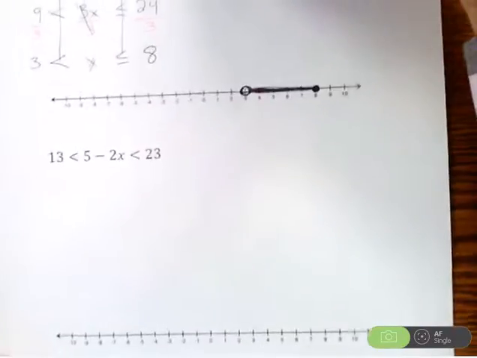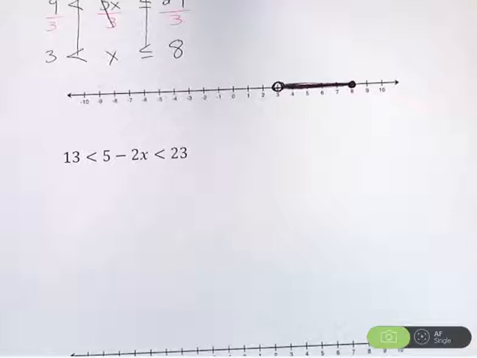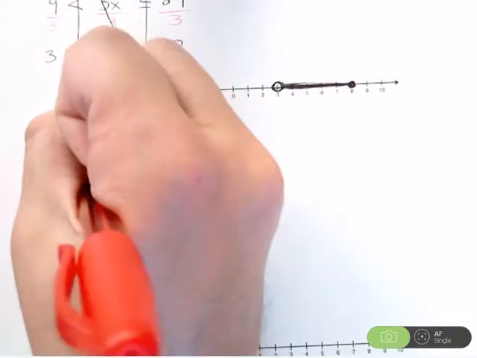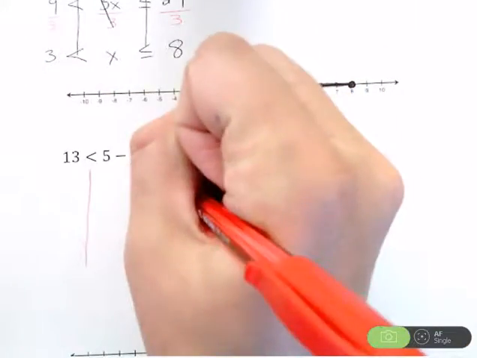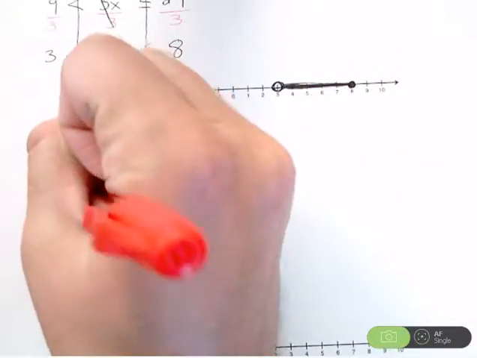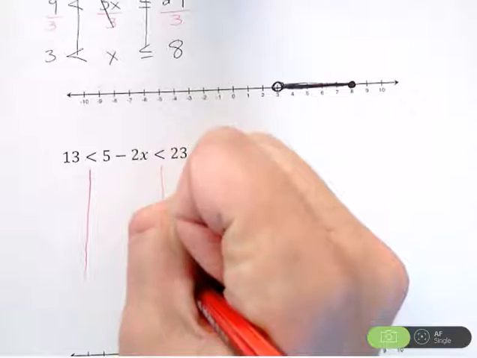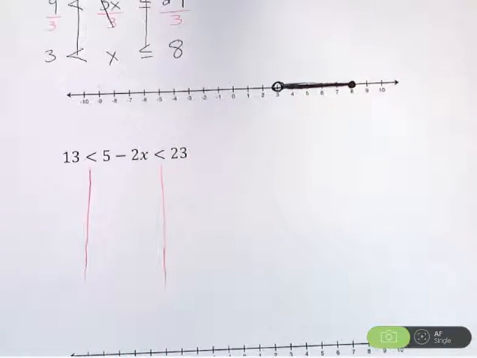All right, let's do another example. So the next one, I have 13 is less than 5 minus 2x, which is less than 23. Again, the goal is to get x by itself. If we have to distribute, combine like terms, stuff like that, always take care of that first. And then order of operations backwards.